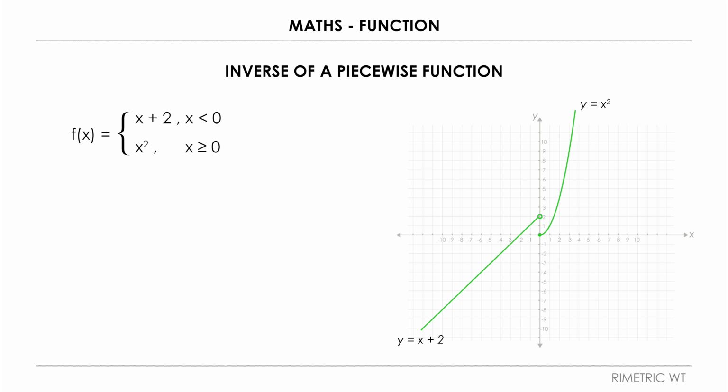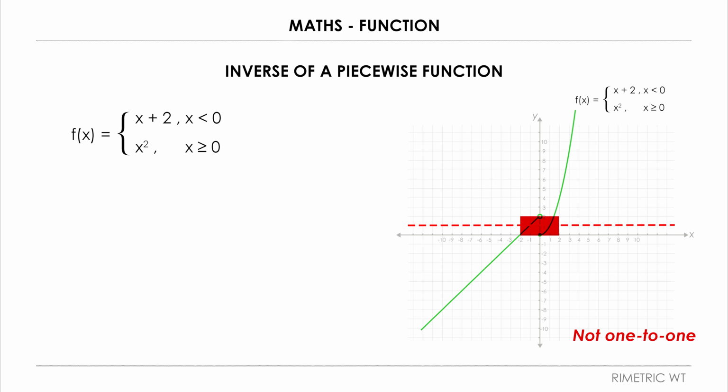Now, when we check our function using the horizontal line test, we can see that a horizontal line crosses the graph at 2 points for y values between 0 and 2, as shown here. This means that the function has the same output, or y value, for 2 different input, or x values. Therefore, the function is not one-to-one.